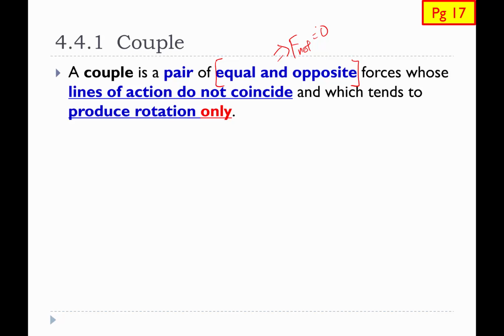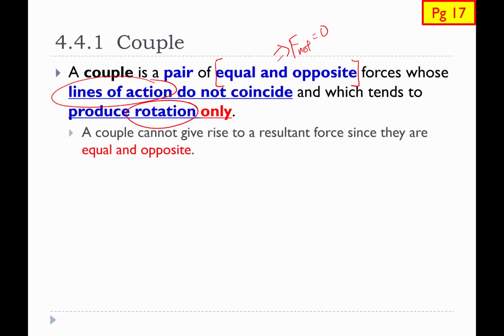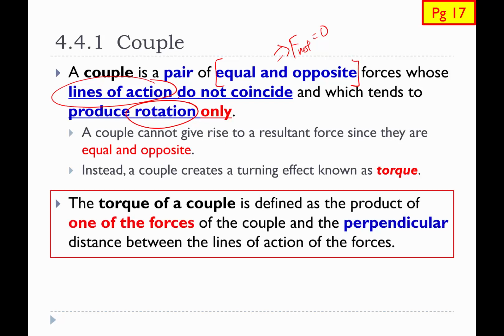But what happens here is that the lines of action do not coincide. So the CG will not move, but the object will only rotate. The couple, as a summary, does not give rise to a resultant force because they are equal and opposite. Instead, it causes just the turning effect, what we call torque. The torque of a couple is defined as the product of one of the forces of the couple and the perpendicular distance between the lines of action of the forces. You may not see that very clearly now, but let us look at one particular example.